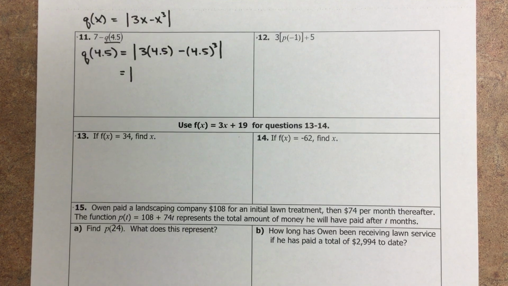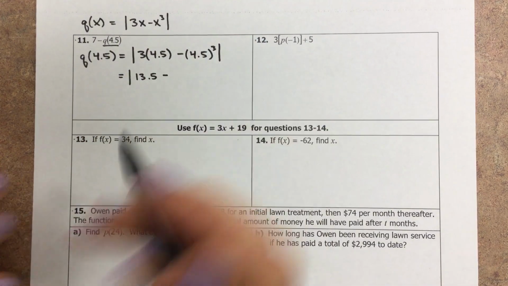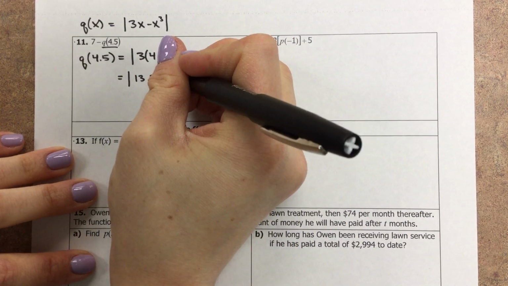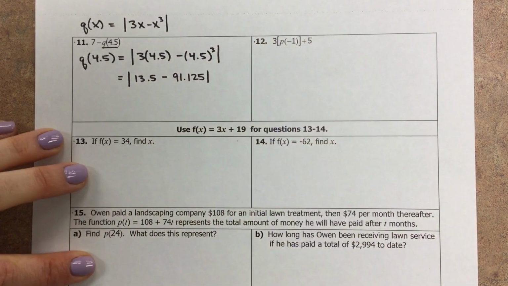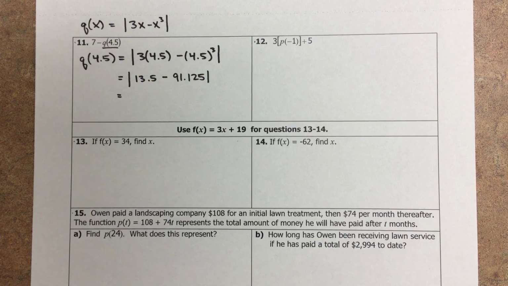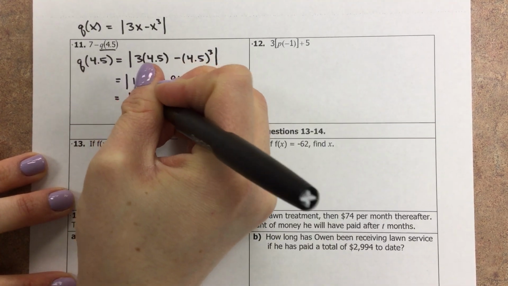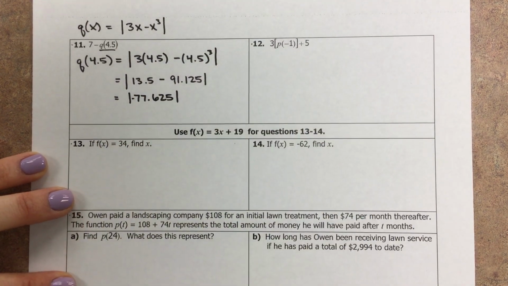So 3 times 4.5 is 13.5, minus, and then 4.5 to the third. You're multiplying that by itself 3 times. And that gives us a lovely 91.125. All right, so now do that subtraction. 13.5 minus 91.125. So the number that we get underneath is negative 77.625. And I'm just plugging that right into my calculator.